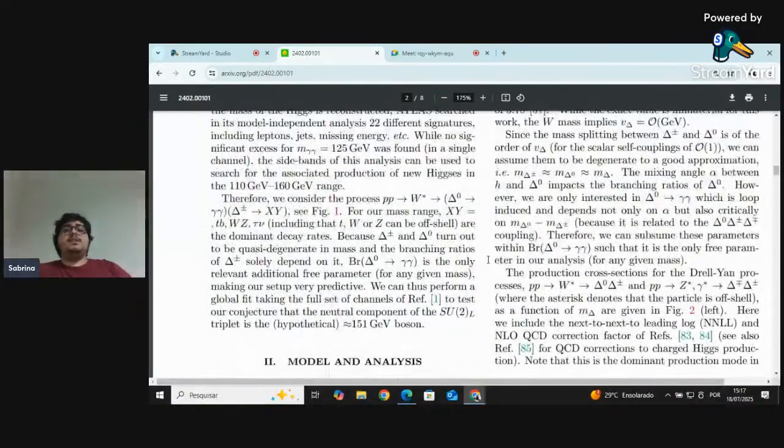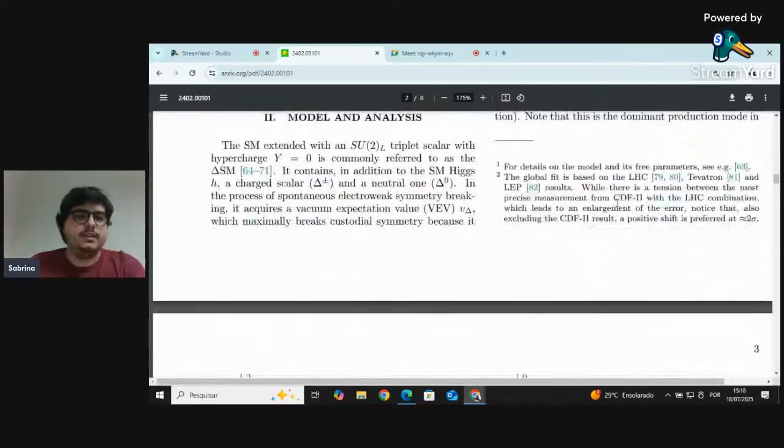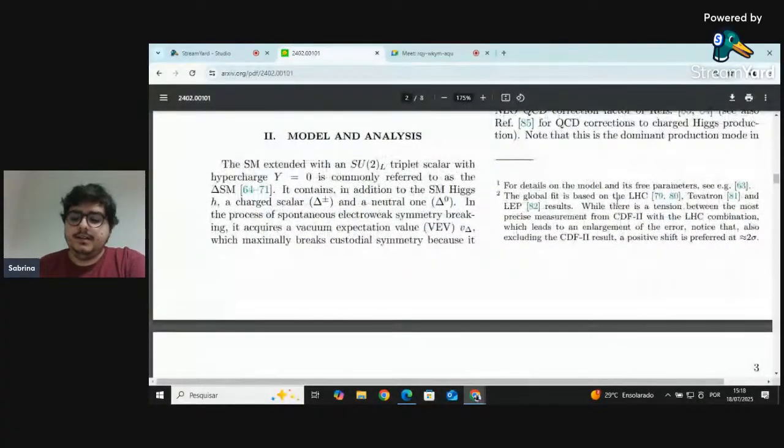And using this analysis, you can say that the new VEV for the scalar is in the order of GeV, as they say here. Is in the order of the GeV. Okay? So, as I said before, the model they include an SU(2) left triplet scalar with hypercharge equal to 0.